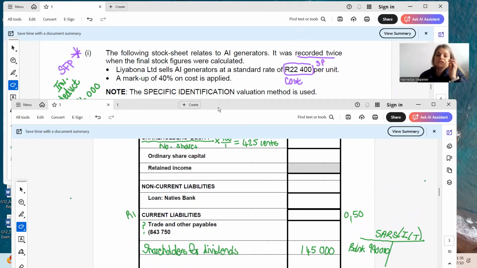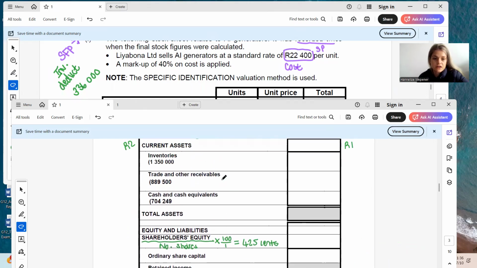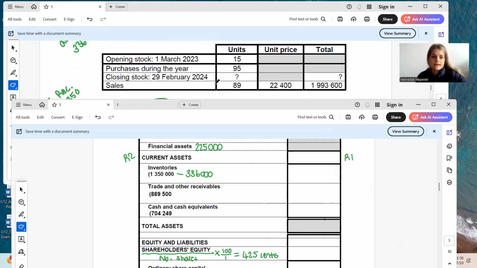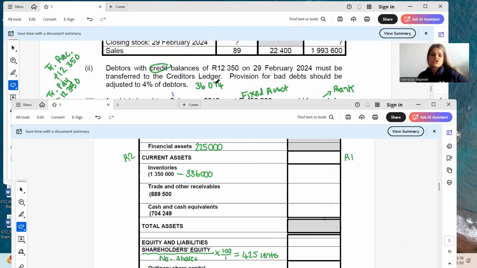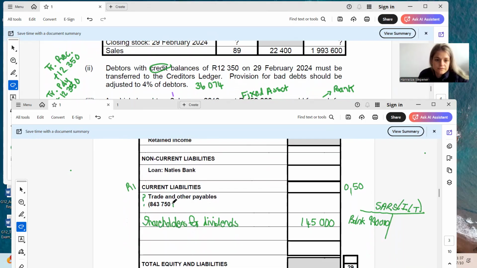So we said that we need to deduct from the trading stock the stock that we recorded twice. So we'll go to trading stock and we'll say that we actually don't have that. We have that less 336,000. Righto, and that's it. Next up, debtors must be transferred to creditors. So we said that we must add back, in other words, we are debiting debtors control, and then we are going to take that credit to our creditors control, trade and other payables.